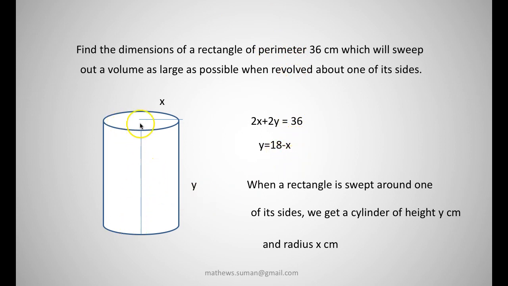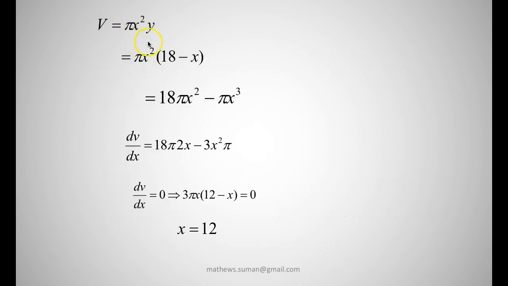When you sweep a rectangle, say about the length, we get a cylinder of height y centimeters and radius x centimeters. Now volume is pi x squared into y. Converting it to one variable, you get pi x squared into 18 minus x, that is 18 pi x squared minus pi x cubed.